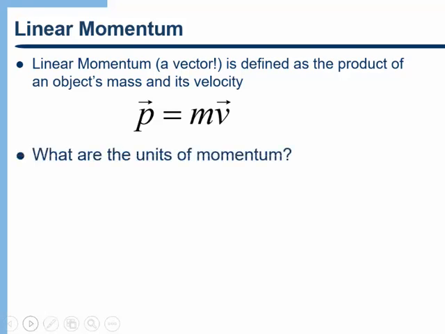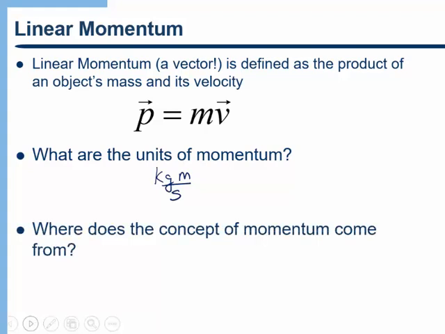Looking at our definition of momentum, what are the units of momentum? Well, we can see that it's just the units of mass, kilograms, times the units of velocity, meters per second. Momentum does not get its own unit, so we're always just going to use kilogram meters per second.